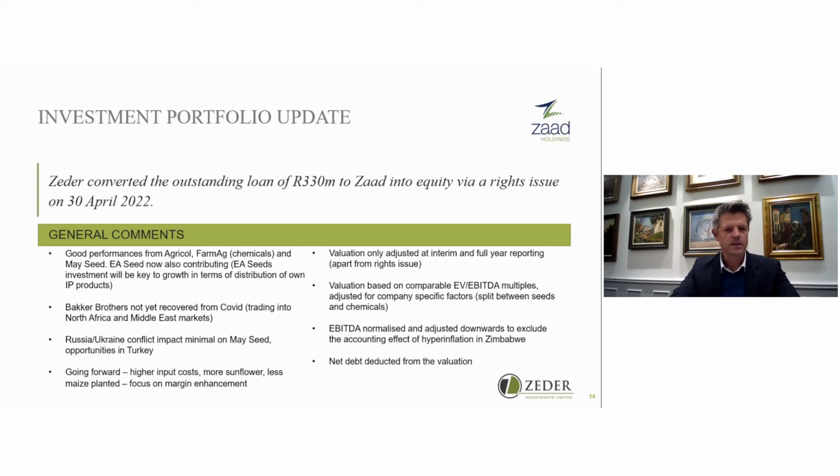We've seen good performances from Agricol. Agricol is our sunflower business. With the higher input costs, farmers move away from maize, more into sunflower, into commodities that require fewer inputs. So that's done well for Agricol. Our agri-chemical business, FarmAg, has done very well. They're making very good inroads into the Western Cape, and our Turkish business has also performed satisfactorily. EAC is now also contributing to earnings, and that investment will be a key growth asset for Zeder in terms of distribution of our own IP products through the East African channel.